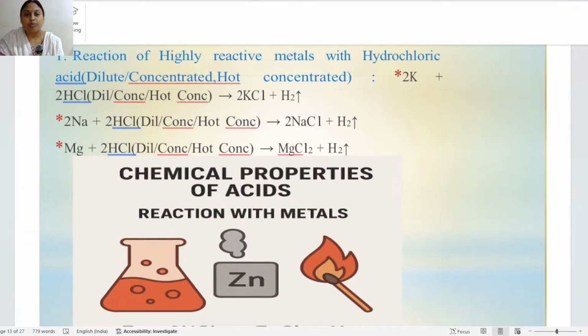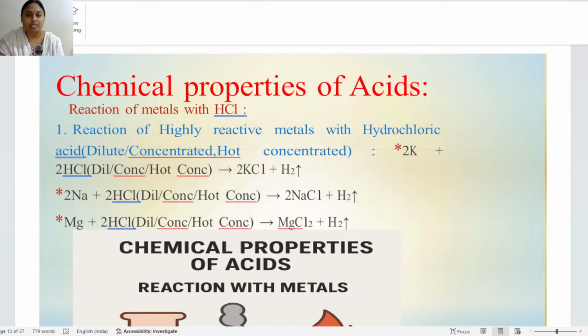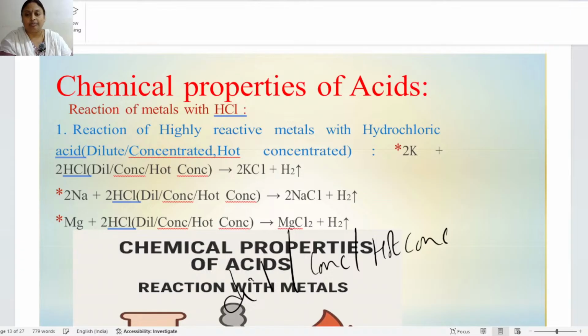Now we will discuss the chemical properties of acids. The first point is that we generally see acids in the condition of dilute, concentrated, or hot concentrated. Three conditions for that.